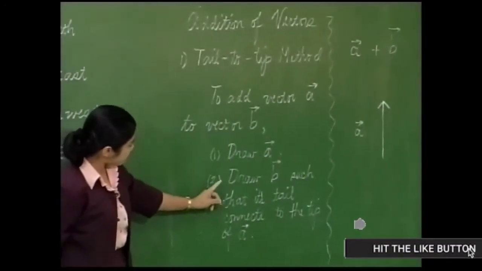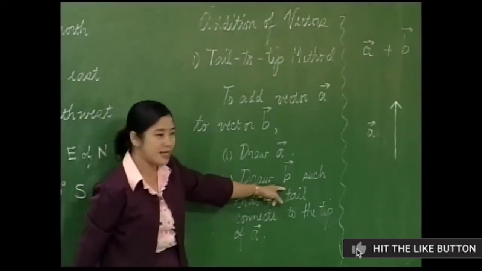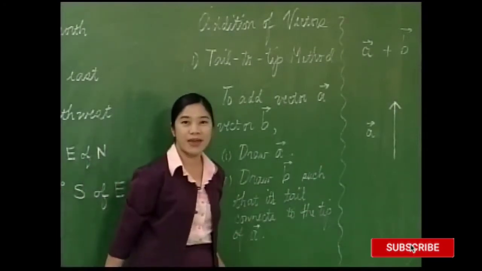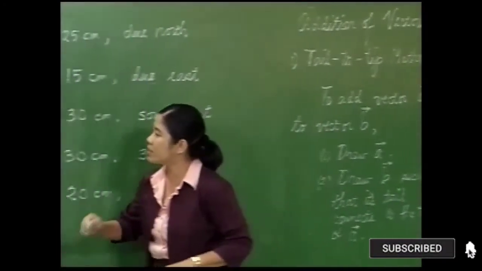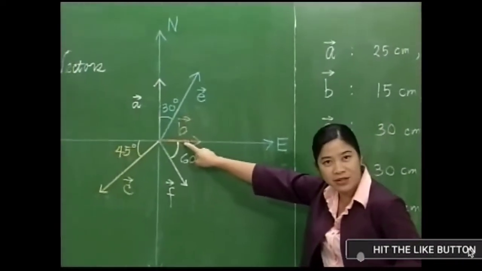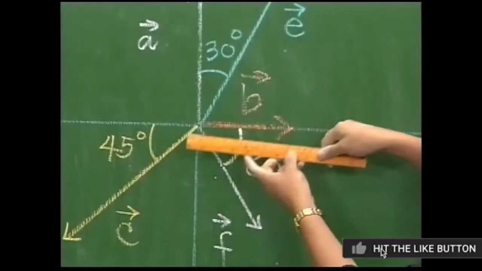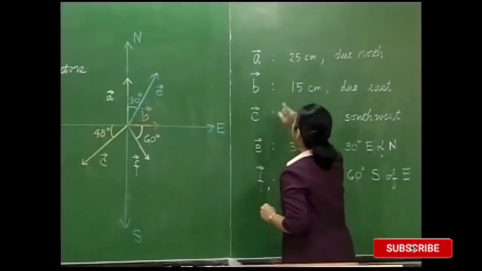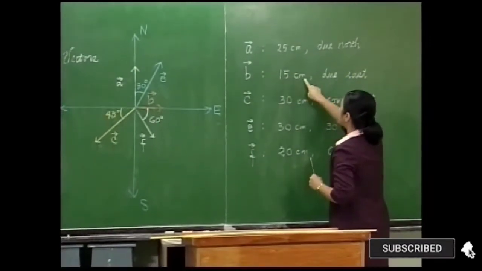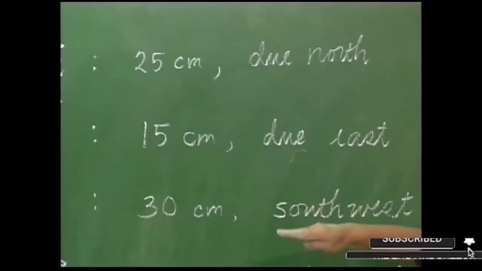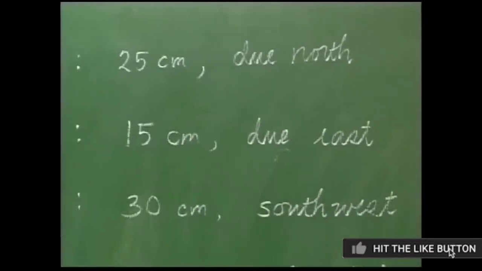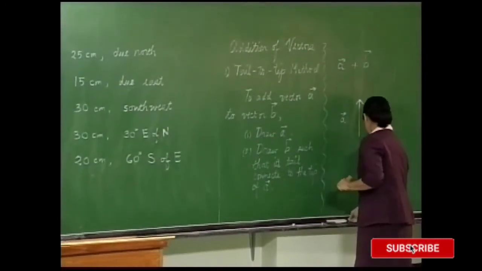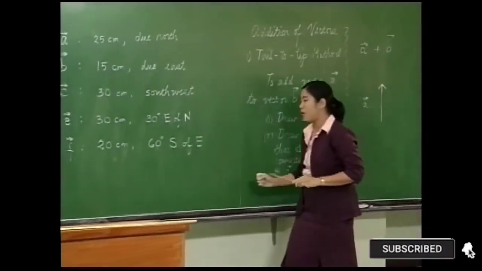Now, the next step tells me I should draw vector B such that its tail connects to the tip of A. So now I take vector B. Where is my vector B? It is this vector. And now I will transfer this vector and connect it to vector A. Now I have to make sure the length is correct. It's 15 centimeters and it is along the horizontal or due east. So I take vector B such that its tail connects to the tip of A.